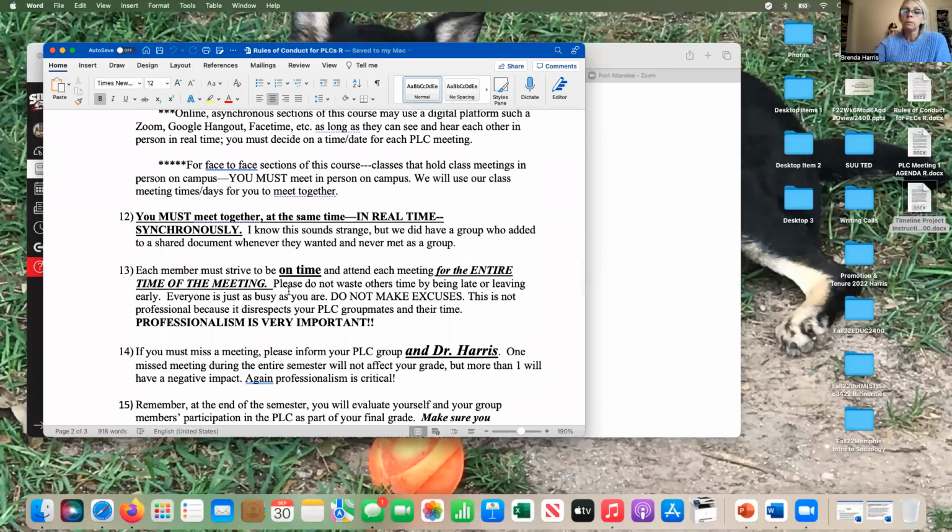Everybody should be there the entire time. Don't arrive late. Don't leave early. There should be no reason for that because our class is scheduled at a particular time. You all have the same period free. Now think about this. If you're the classroom teacher and these important things come up and you have to, and you're like, well, I need to go do this.